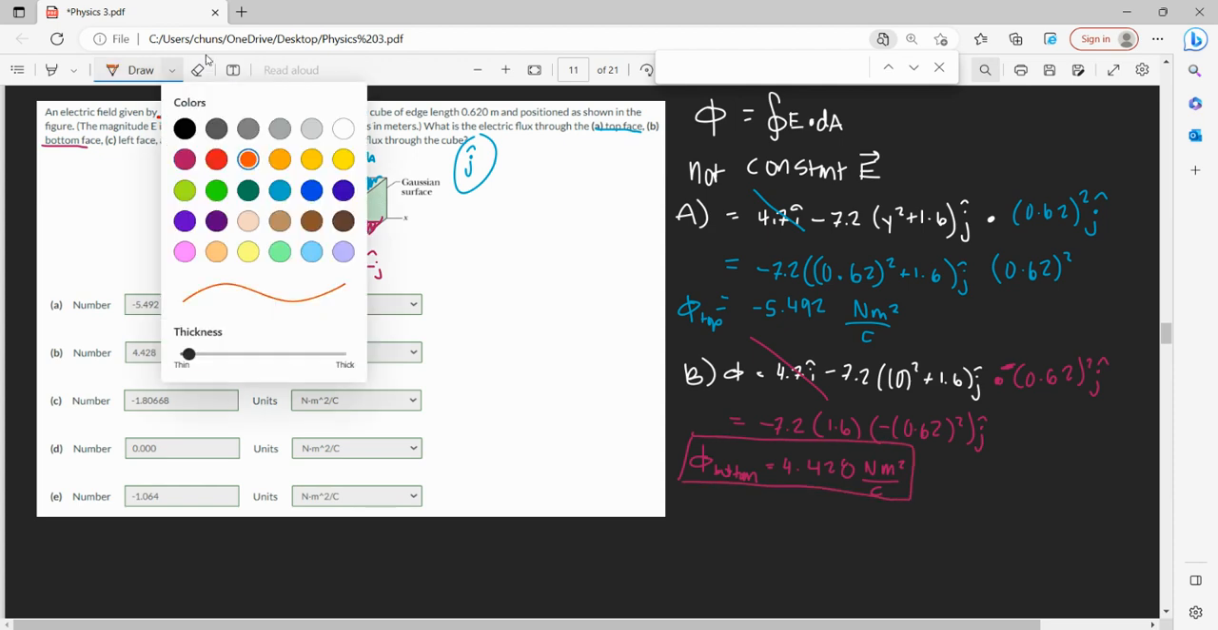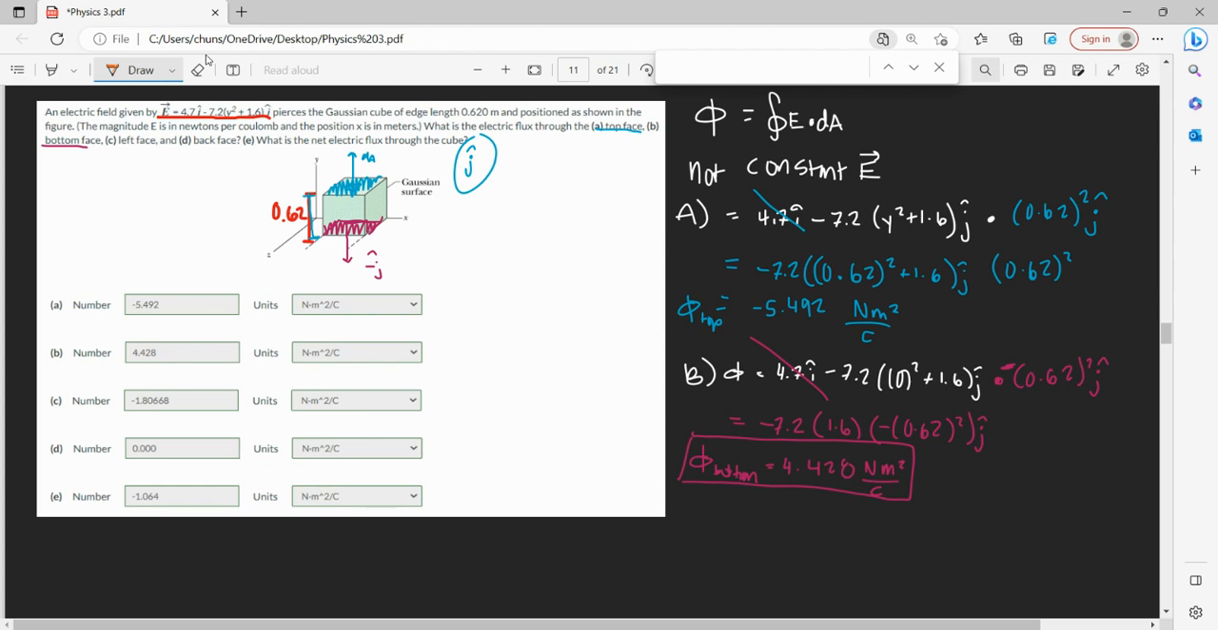Awesome. Okay. Next up, we want our left face. So that is this section here.